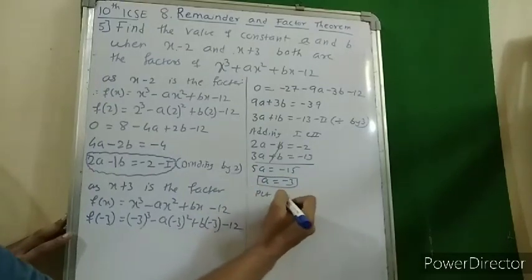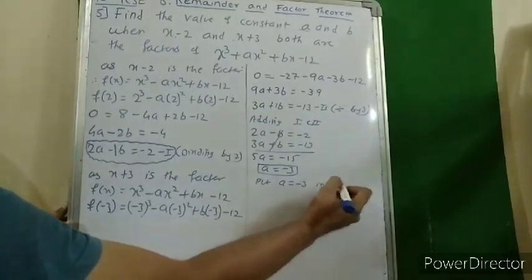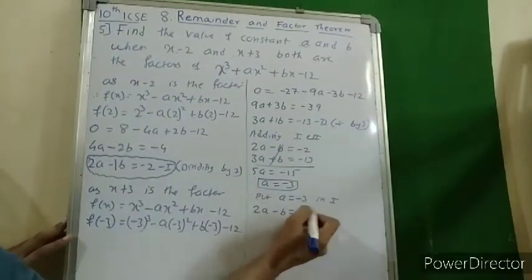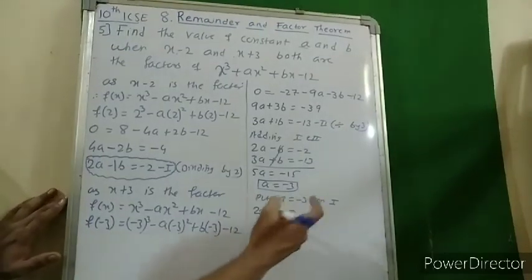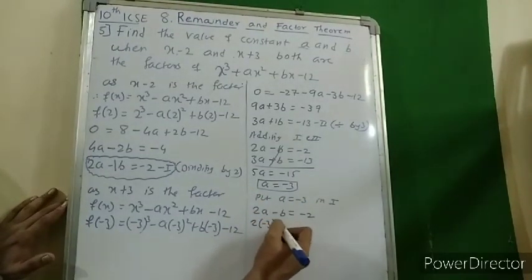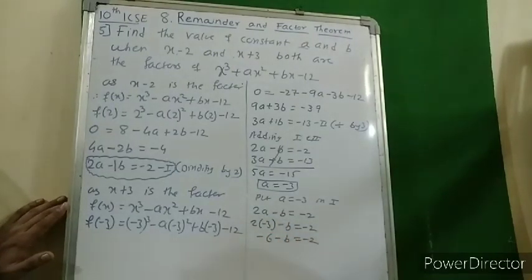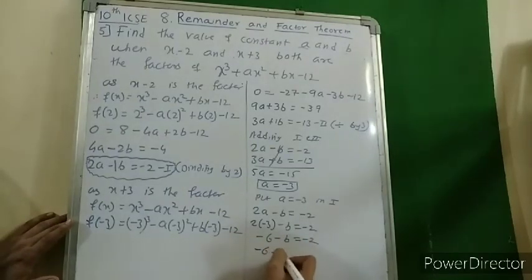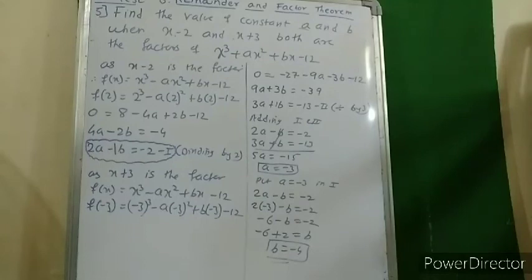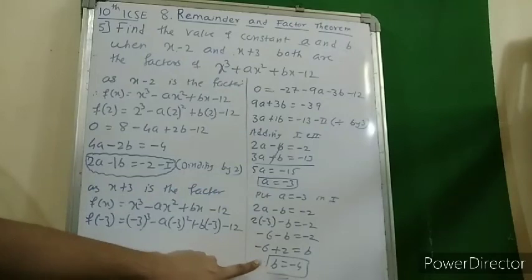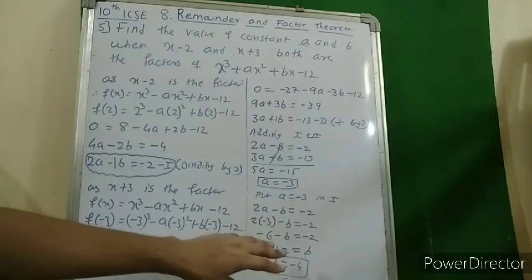Put a is equal to minus 3 in equation number 1, that is 2a minus b is equal to minus 2. So 2 into minus 3 minus b is equal to minus 2, so it is minus 6 minus b is equal to minus 2. Minus b will go there and minus 2 will come here, so we have b is equal to minus 4. Hence the value of a is equal to minus 3 and b is equal to minus 4.